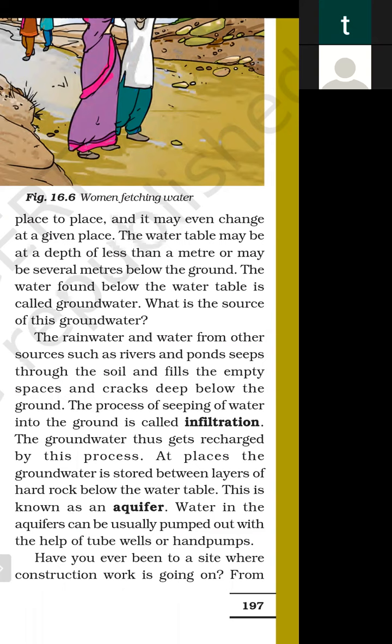So the question is, what is the source of groundwater? The groundwater can come from rainwater or water from sources like rivers, ponds, and lakes. By which process? By the process of infiltration. So infiltration is the process by which groundwater gets recharged.